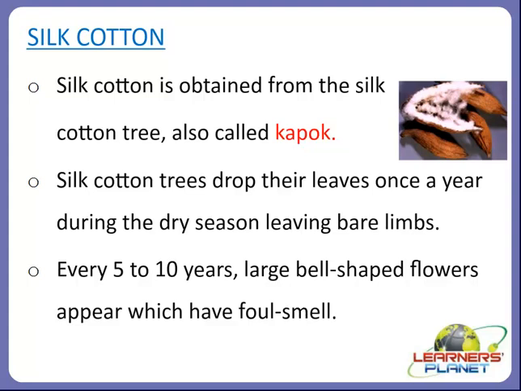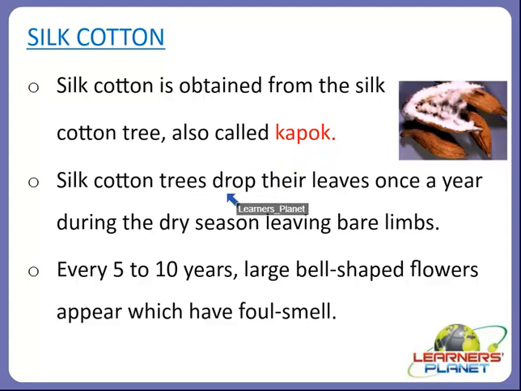Now we are going to study the fourth plant fiber, which is also very important and very in demand, and its name is silk cotton. So students, silk cotton is obtained from the silk cotton tree. So easy. But the silk cotton tree is also called kapok. So basically, silk cotton is obtained from the silk cotton tree called kapok.